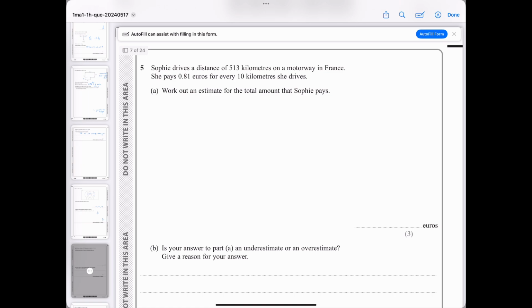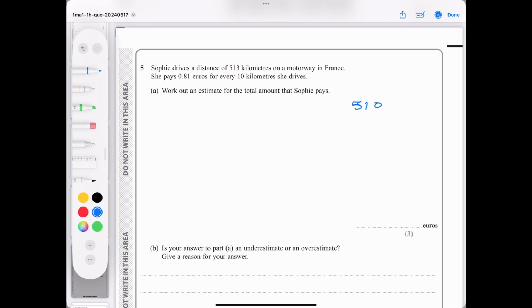Sophie drives a distance of 513 kilometres on a motorway in France. She pays 0.81 euros for every 10 kilometres she drives. Work out an estimate for the total she pays. So let's do 510 divided by 10 is 51, so let's say that's 50. And that's times 0.8, so that's about 4/5 of 50. So I'd say that was about 40 euros.